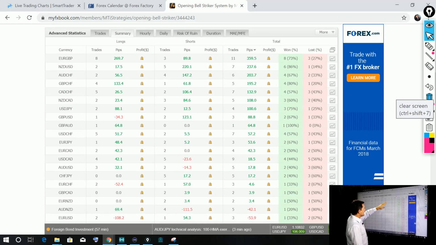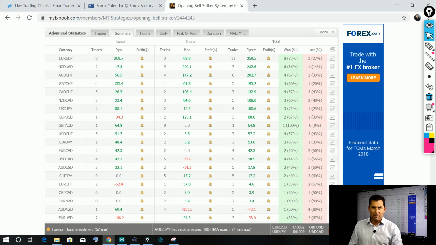The euro pound has put us into 11 trades, and out of the 11 trades we've got a 73% success rate. We've got a 73% strike rate on just the euro pound alone. If you go further on, take a look at the New Zealand US dollar. Here we've been putting in 11 trades. We've got 86% right here. That's a strike rate of 86%.